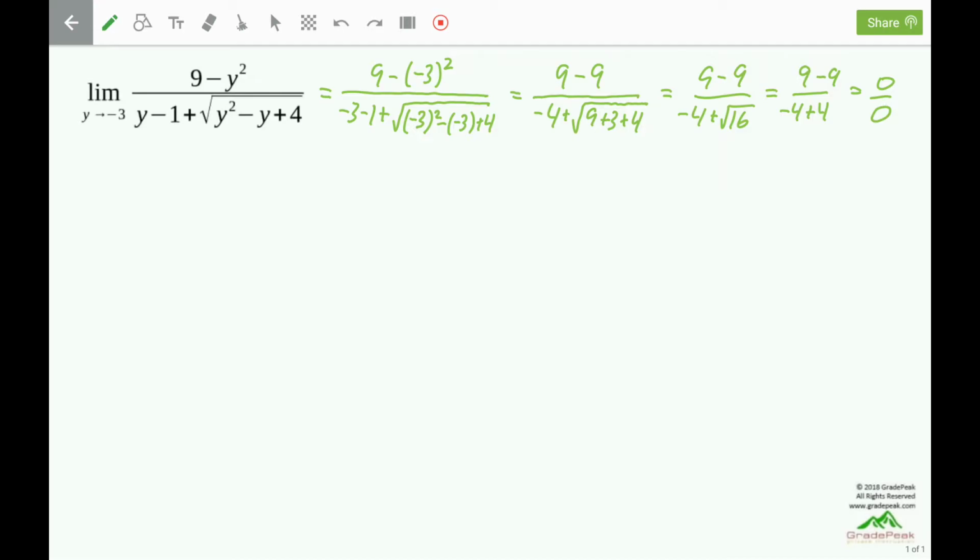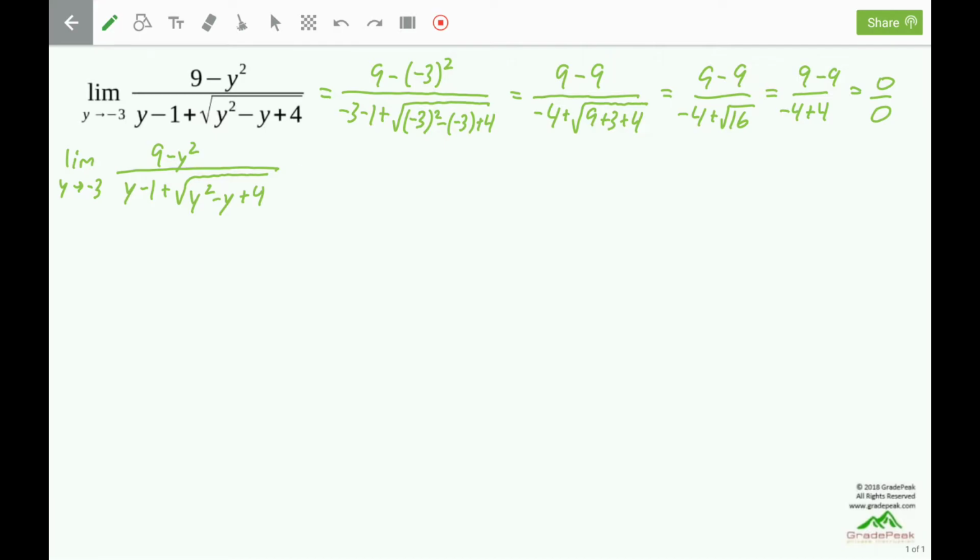Since we have a root combination, the root involving the variable y in some way, added or subtracted together with at least one other term in the denominator here, we can try the root conjugate method. I'm going to rewrite the limit as y goes to -3 of 9 minus y squared divided by y minus 1 plus the square root of y squared minus y plus 4.